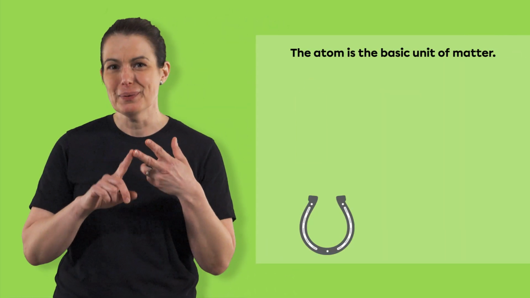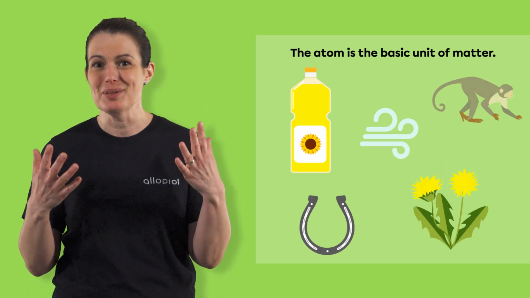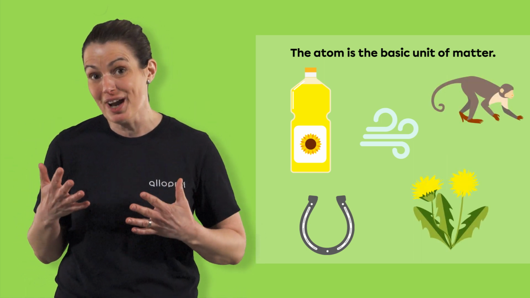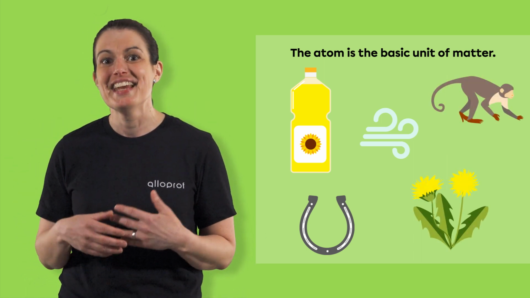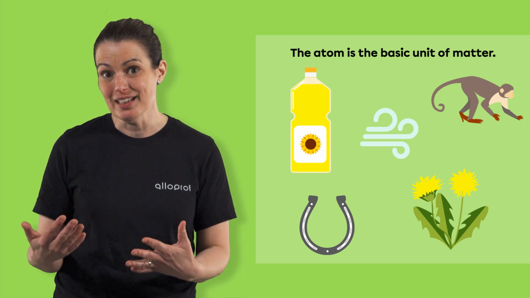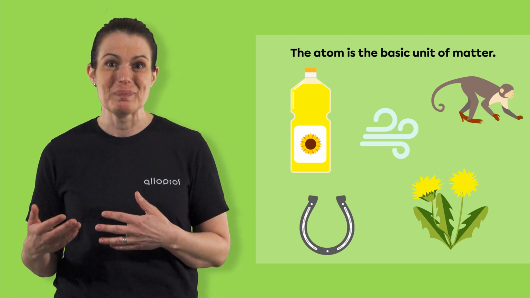All matter around us is made up of tiny particles called atoms. The atom is considered the basic unit of matter. Iron, oil, air, plants, and animals are all made up of one or more kinds of atoms. Since atoms are too small to be seen, we have to represent them using a model.